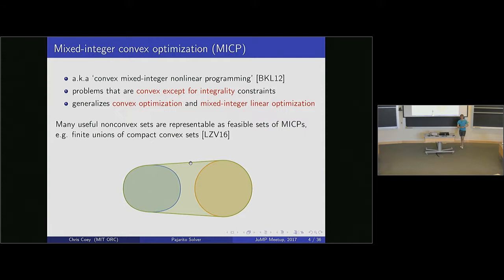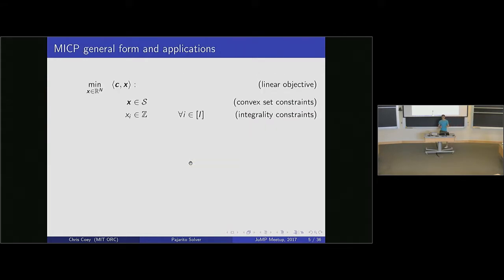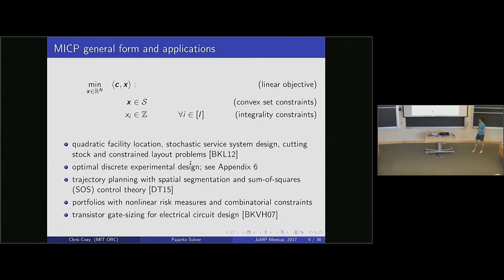Right, and many useful non-convex sets can be modeled in this way. So with convex optimization, we could model this sort of convex hull of these two sets, but with mixed integer convex optimization, we could actually model the union of those two sets rather than just their convex hull. So here's a general form for mixed integer convex. We might write it with a linear objective, some set constraint here, where S is a convex set, and then we have integrality constraints down here on a subset of the variables. A bunch of applications, won't go through these, but these slides will be available so you could have a look.